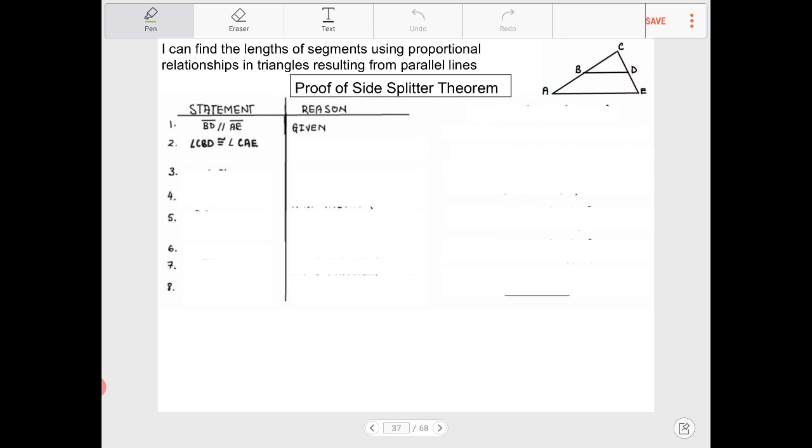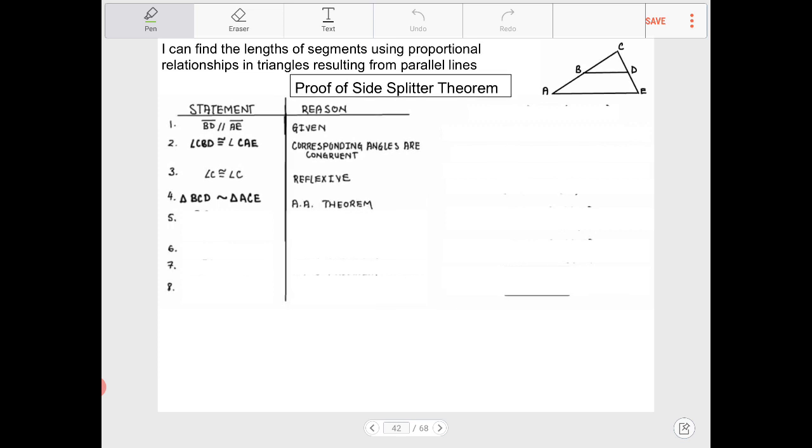So the first statement I'm going to say is angle CBD is congruent to angle CAE, and that is because corresponding angles are congruent. Next statement, I want to say that both triangles actually share angle C, and that is because of the reflexive property. So therefore, I can conclude that triangle BCD will be similar to triangle ACE because of the angle-angle theorem.